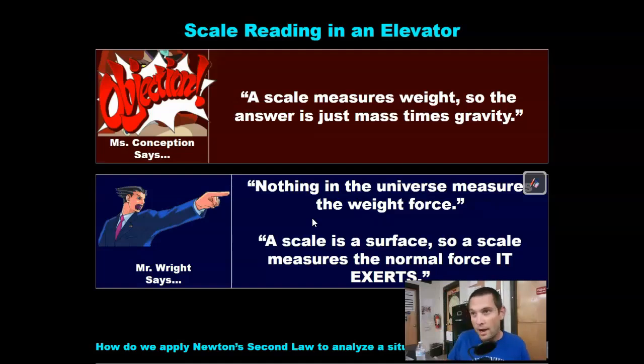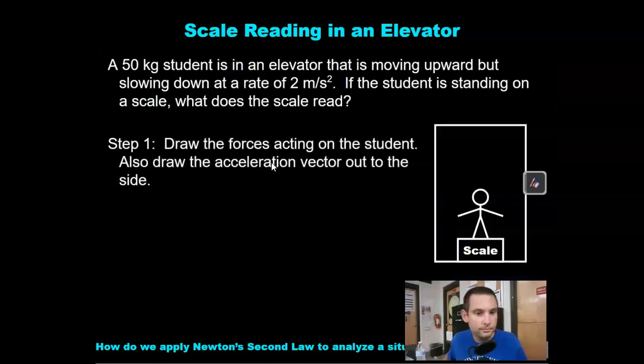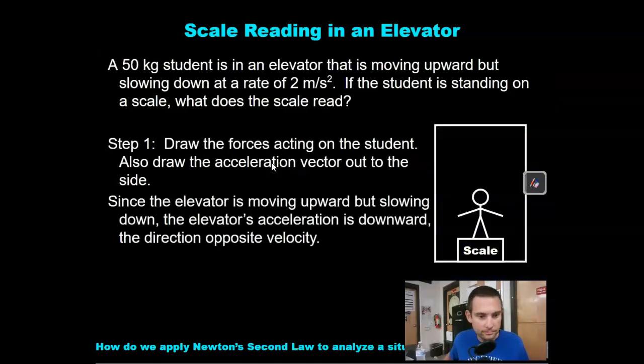So the reason why your weight is going to apparently change in an elevator is because if you are moving upwards, then the net force, which is also upwards, is going to have a different reading than if you are just stationary on the ground. Draw the forces. Since the elevator is moving up but slowing down, the elevator's acceleration is downward. So which vector is going to be larger? The weight is going to be larger than the normal force.